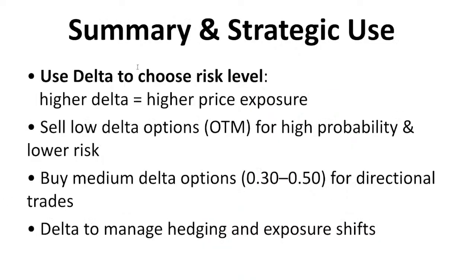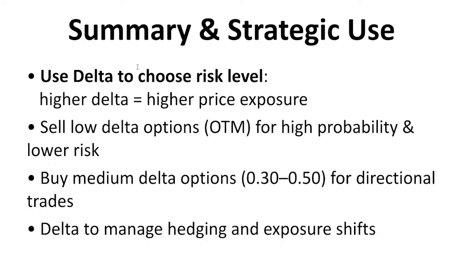So, summary and strategic use. To use delta to choose a risk level of exposure: higher delta, higher price exposure. Sell low delta options out of the money for high probability and lower risk, so you can collect the premium. Buy medium delta options, 0.3 to 0.5, for directional trades. If you are more advanced, you can buy maybe 0.7, depending on your strategy, or if you buy puts, it will be minus 0.1 or minus 0.7, 0.8, whichever.